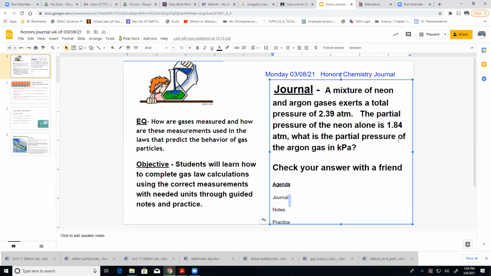All righty. So if you'll pull out your notes, we're going to talk real quick about Dalton's Law of Partial Pressure, just kind of introduce this little process to y'all a little bit, and then move on really to Ideal Gas Law.